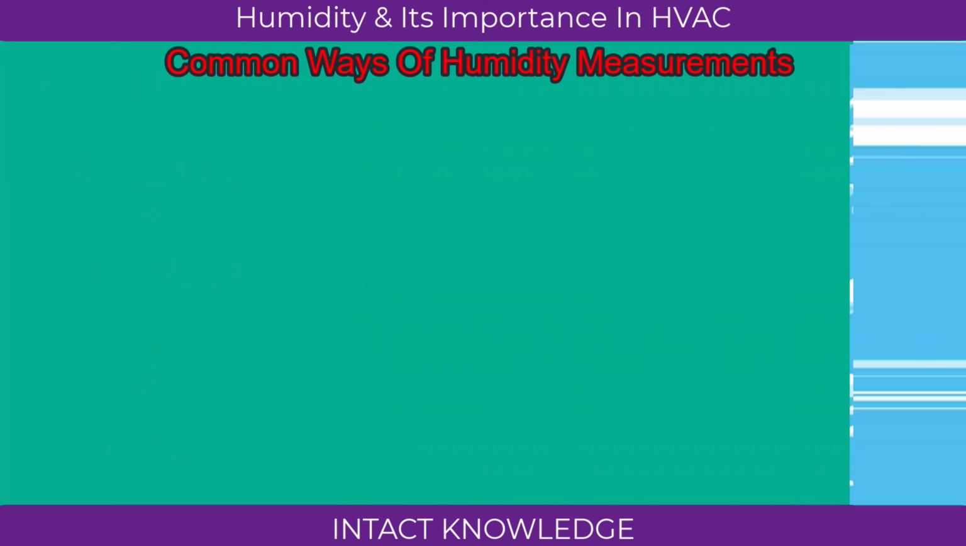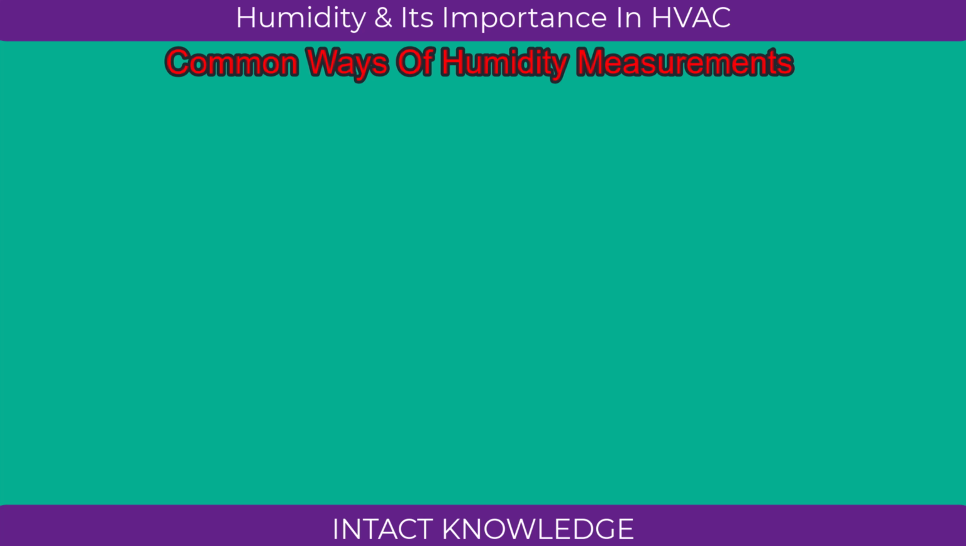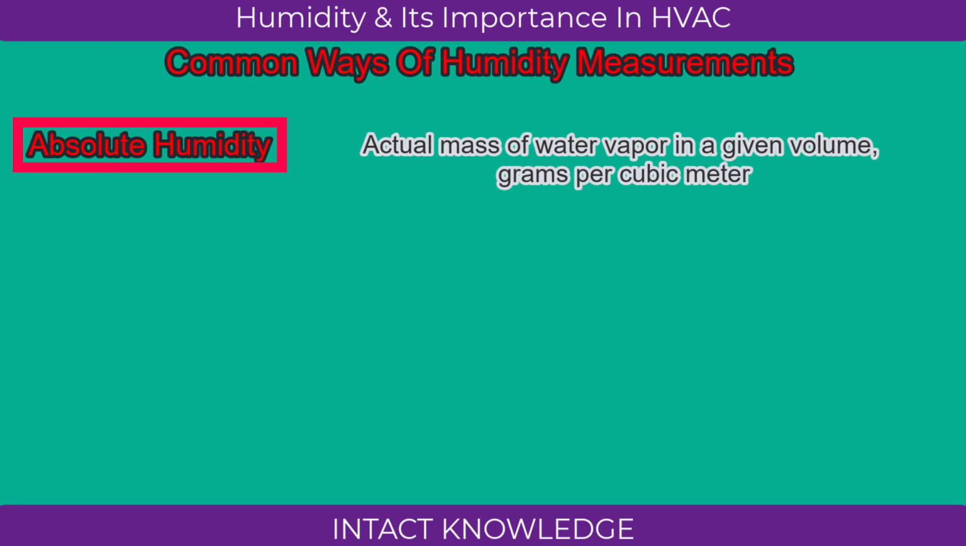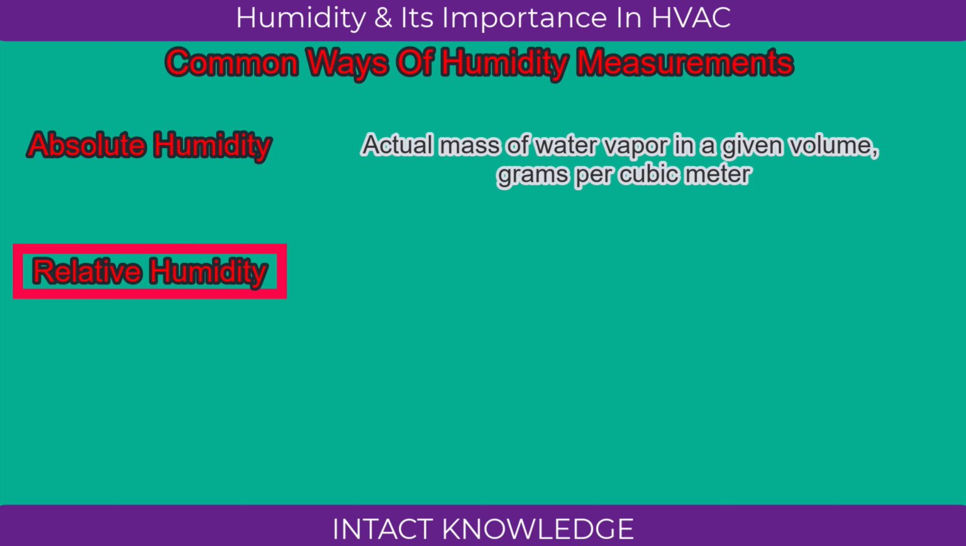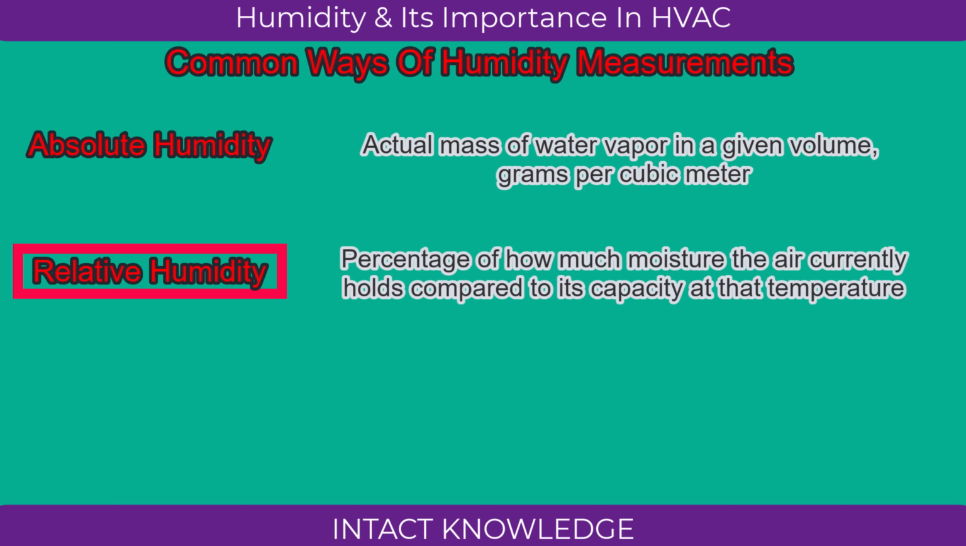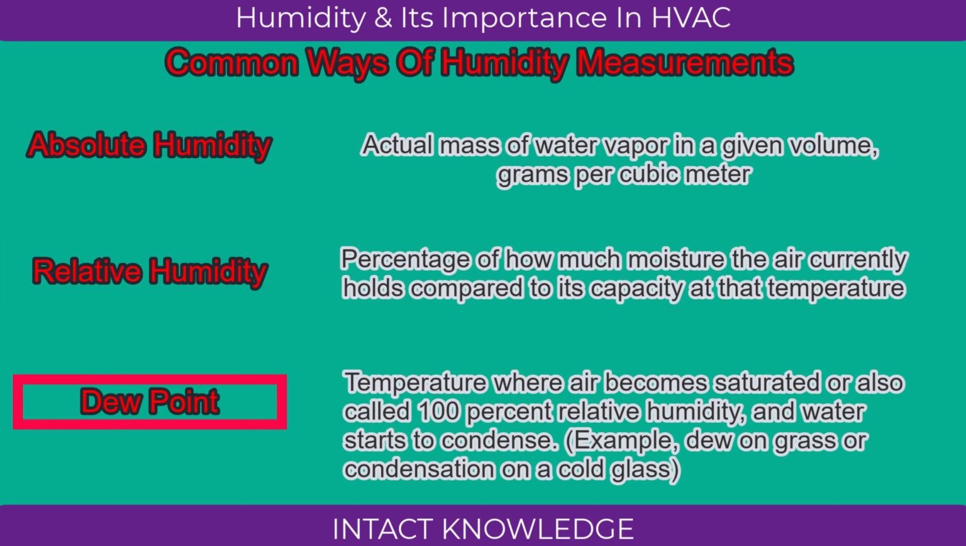There are two common ways to measure humidity. First is absolute humidity, the actual mass of water vapor in a given volume, in grams per cubic meter. Second is relative humidity, the percentage of how much moisture the air currently holds compared to its capacity at that temperature. Dew point is the temperature where air becomes saturated, also called 100% relative humidity, and water starts to condense. Example: dew on grass or condensation on a cooled glass.